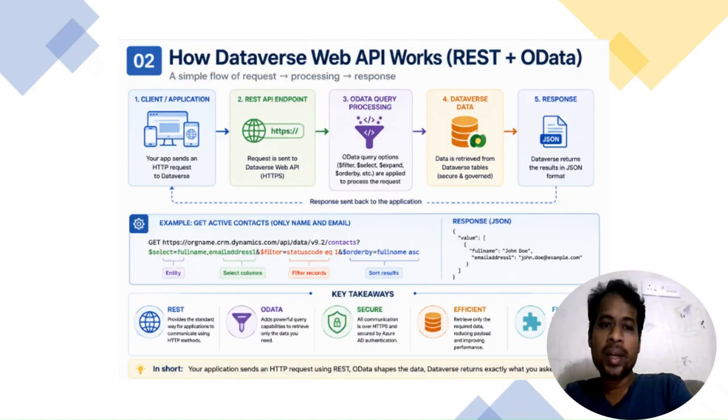So you understand how the client sends a request to Dataverse through the REST API endpoint, uses OData filters, and gets a response. Using JSON, applications can easily read and process data regardless of the programming language being used. It doesn't matter which programming language you are using. Using JSON, multiple parties can interact and exchange data easily. Whether you are using JavaScript, C#, Python, Java, or Power Automate, JSON is easy to consume.